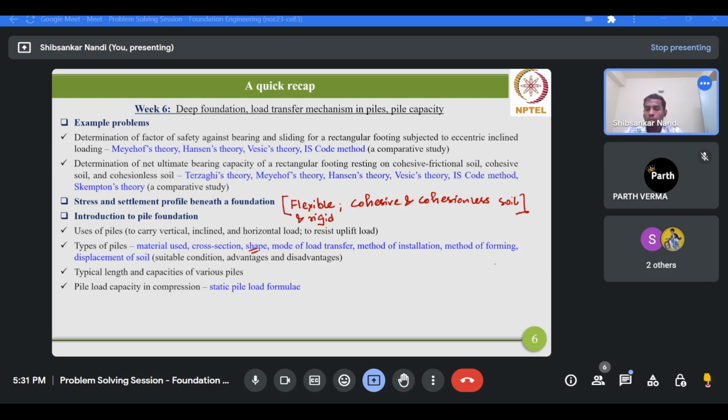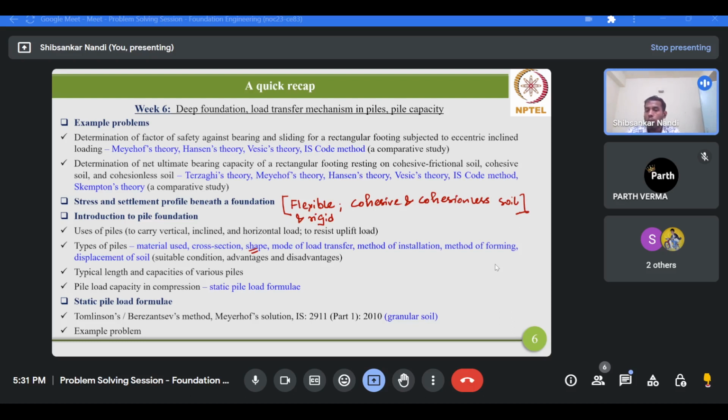Now, in the next topic, we have seen the typical length and capacities of various piles, and lastly, we have started the computation of pile load capacity in compression considering the static pile load formula. So under this heading, we have seen Tomlinson's method, Meyerhof's solution, and Indian Standard 2911 Part 1 2010.